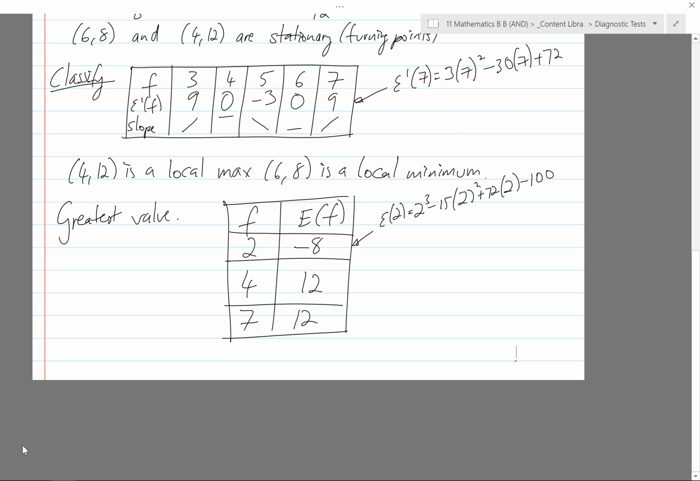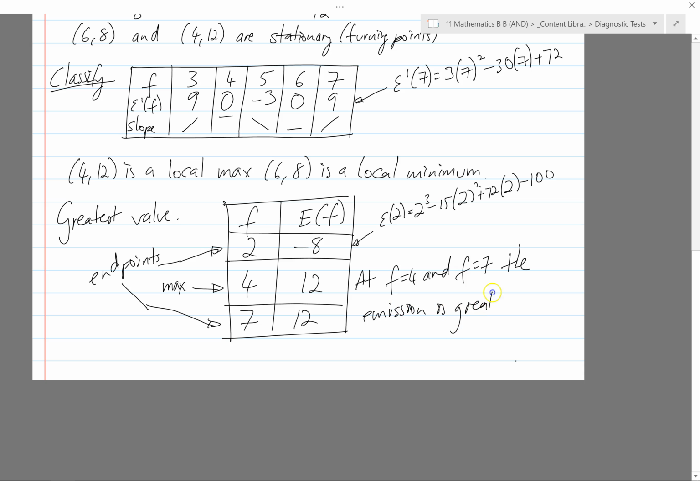So I've substituted in, I found the values at the endpoints. Remember, these two are the endpoints, and this is the max, or the local max. So I'll see that at f equals 4 and f equals 7, the emission is greatest. The value is 12 over the domain between 2 and 7. Normally there'll just be one maximum and you'll state that one's the maximum. This one's a little bit special. All right, done.